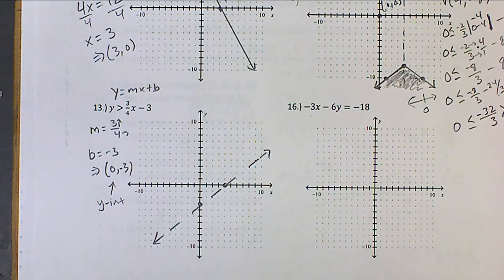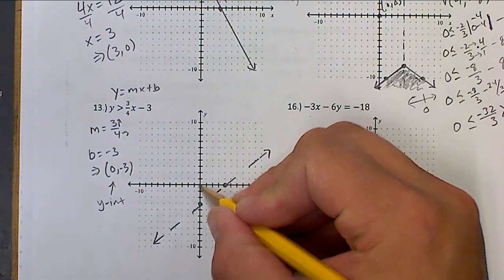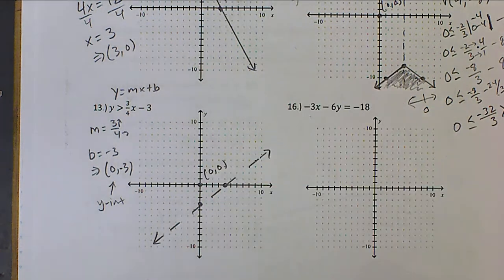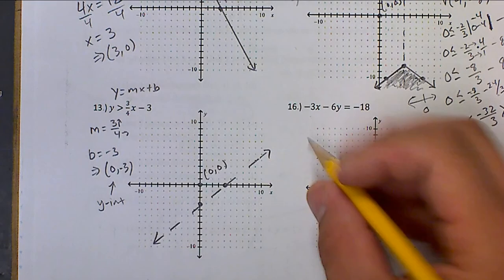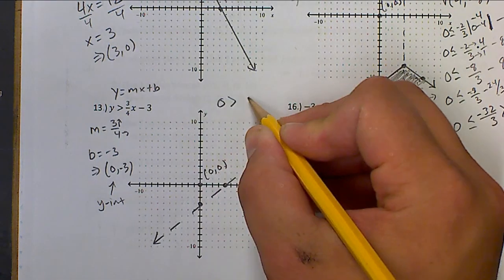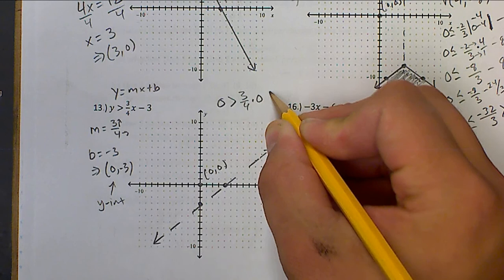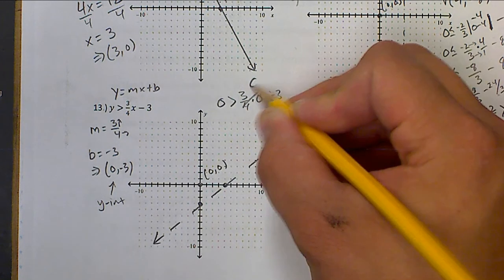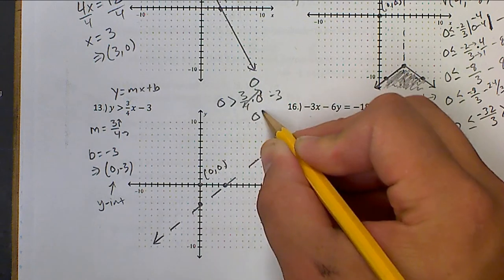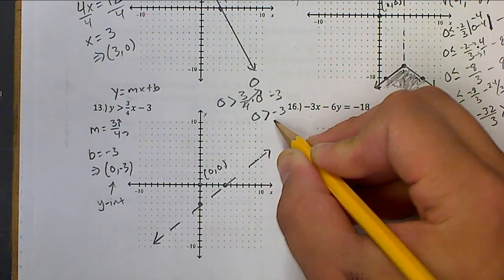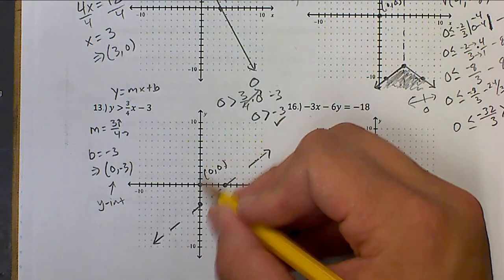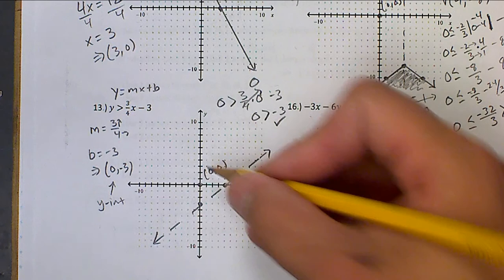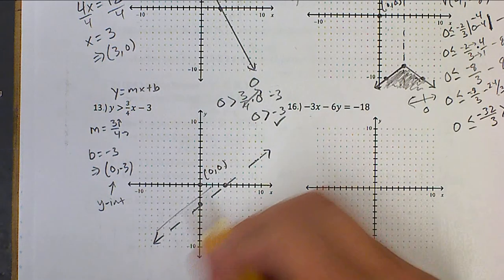So I want to be absolutely sure. I'm going to pick 0, 0 again as my test point. And by picking 0, 0, I can substitute into my equation: 0 greater than 3/4 times 0 minus 3. Anything times 0 is equal to 0, so that goes straight to 0. 0 minus 3 is negative 3, so 0 is greater than negative 3. Hey, that's a true statement. I got these values from this point, which is above the line. Therefore, what I'm going to do is shade everything above the line.